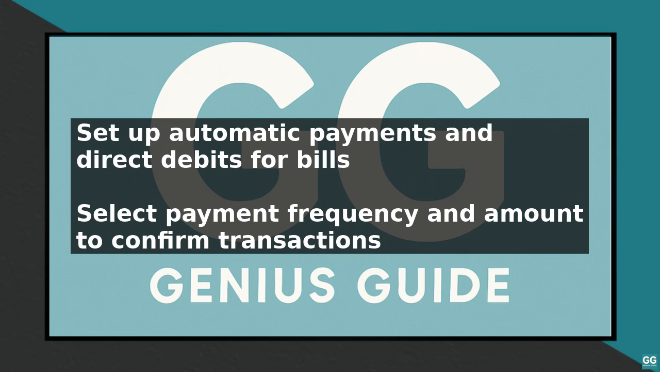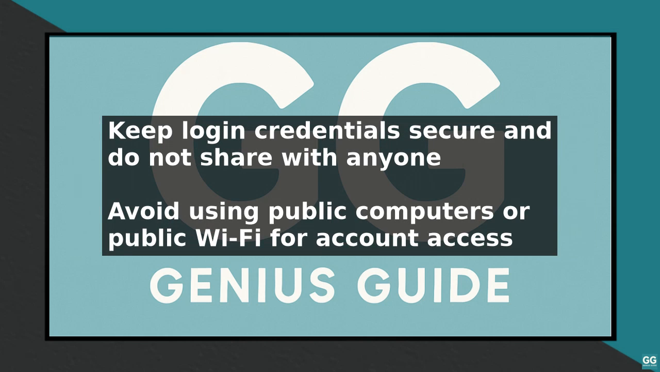One of the key benefits of Zopa online banking is the ability to set up automatic payments and direct debits. This can help you stay on top of your bills and avoid late payment fees. To set up an automatic payment, go to the Payments section of your account and select the payee. Then, choose the payment frequency and amount, and confirm the transaction.